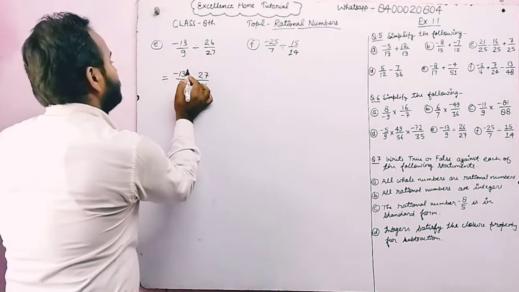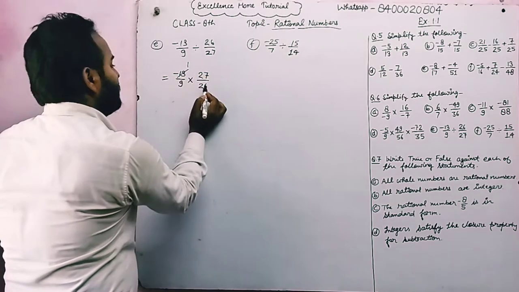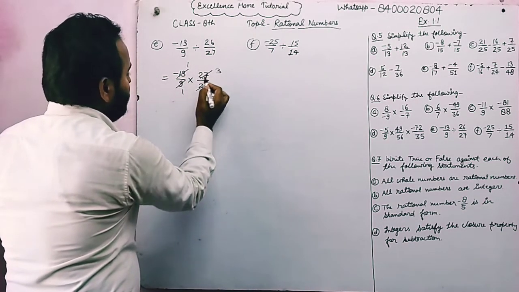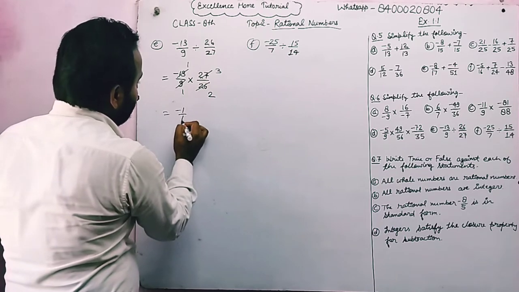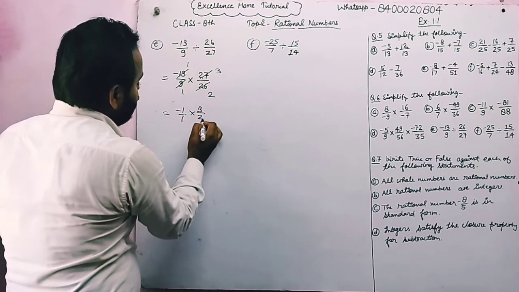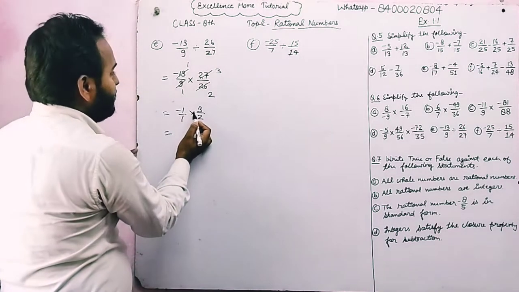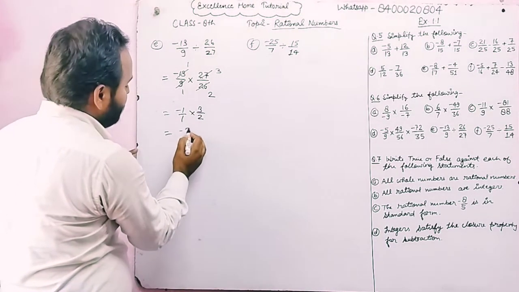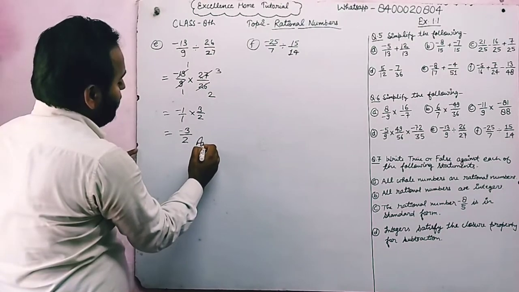After that, we have to cancel out: 13 1 ja 13, 13 2 ja, and 9 1 ja 9, 9 3 ja. So in this, minus 1 by 1 into 3 by 2 is remaining. Multiply numerator to numerator, denominator to denominator, that is minus 3 by 2. This is the answer.